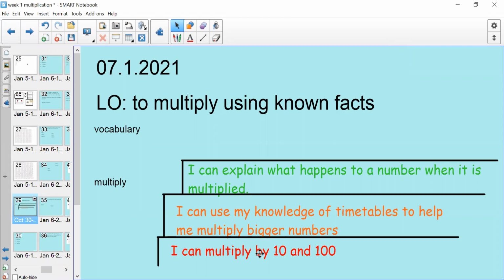So you need to multiply by 10 and 100. I can use my knowledge of times tables to help me multiply bigger numbers. And I can explain what happens to a number when it is multiplied. So if you want to pause the video and write the date and learning objective, you can do that now.